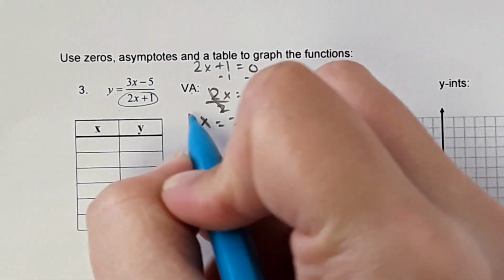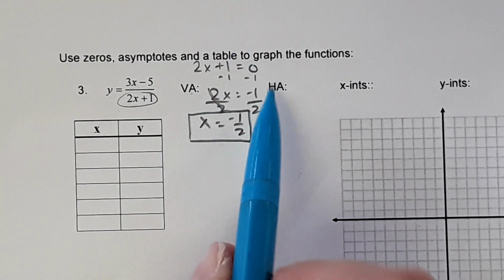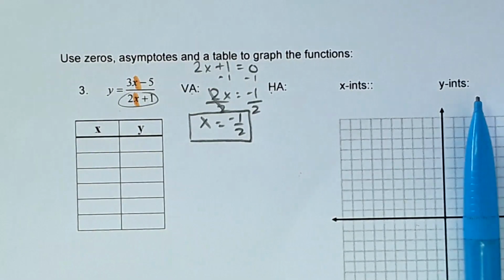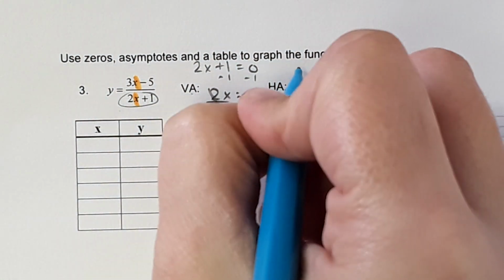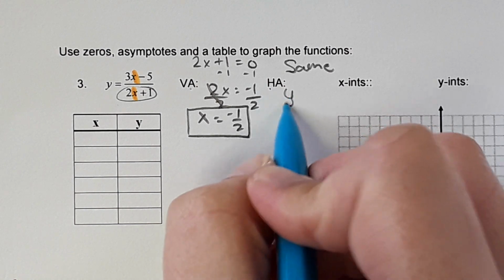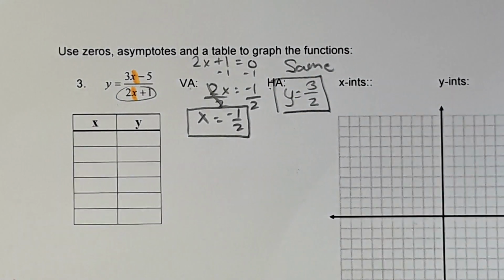So we get x equals negative 1/2. And then for horizontal asymptote, I'm looking at the x's, and they are the same. So therefore, y equals 3/2 will be our horizontal asymptote.